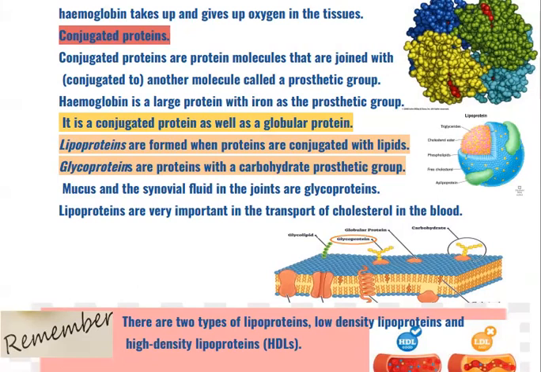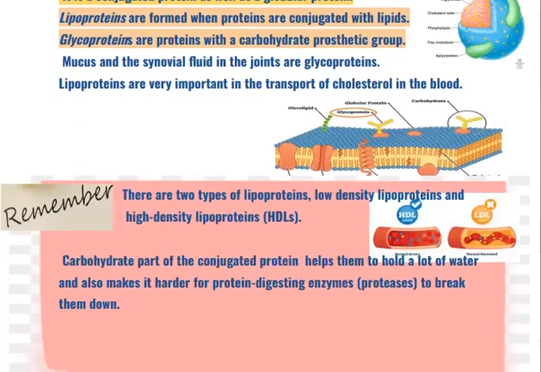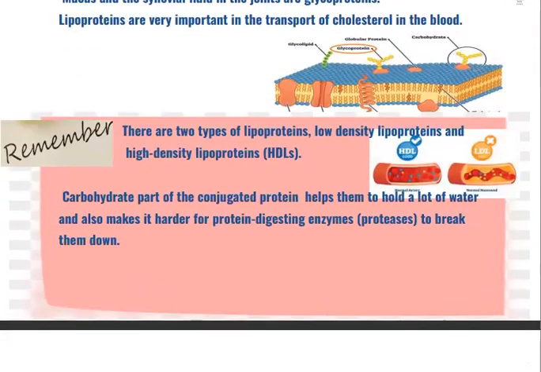Mucus and the synovial fluid in the joints are glycoproteins. Lipoproteins are very important in the transport of cholesterol in the blood. There are 2 types of lipoproteins: low-density lipoproteins and high-density lipoproteins, HDLs. The carbohydrate part of the conjugated protein helps them to hold a lot of water, and also makes it harder for protein-digesting enzymes, proteases, to break them down.